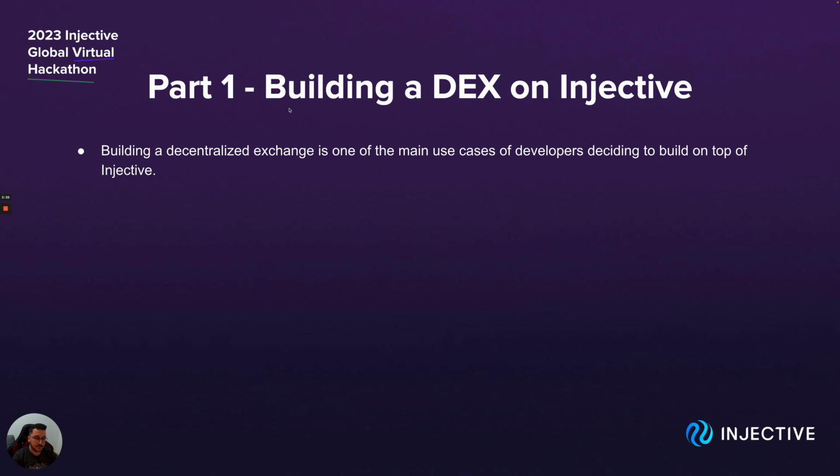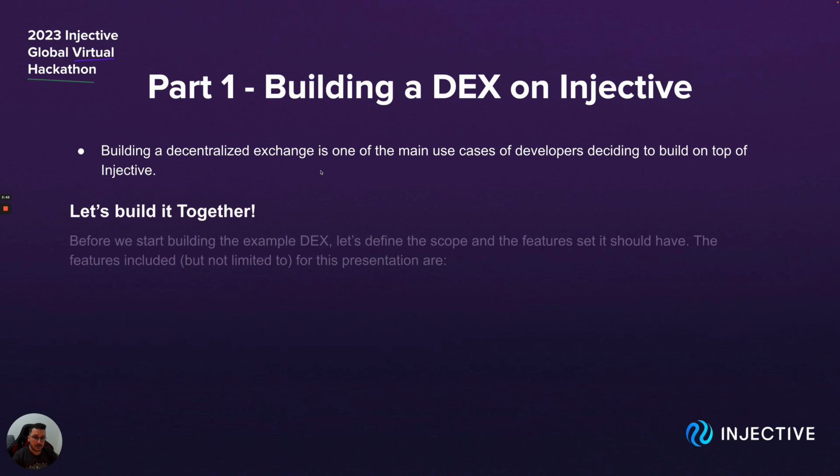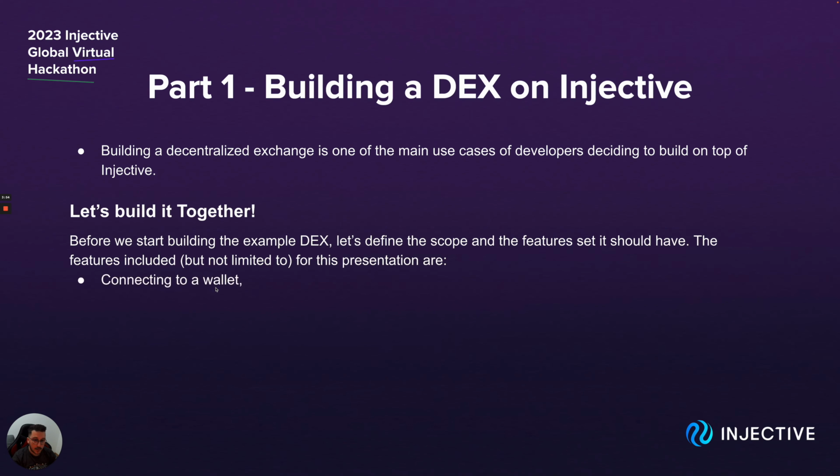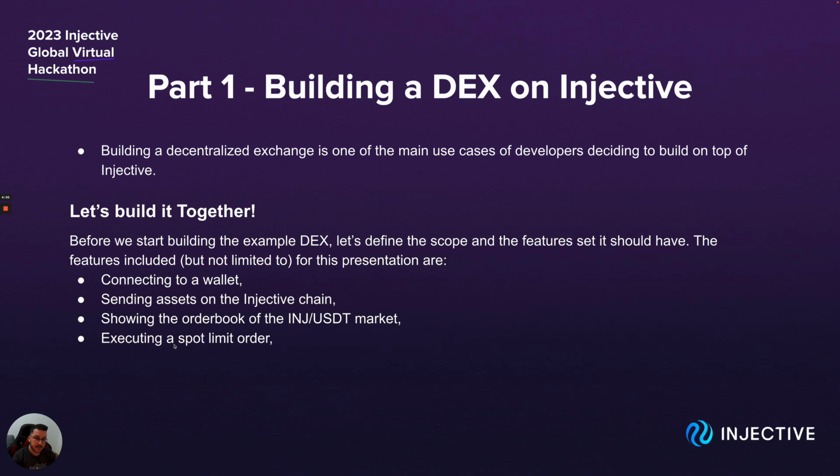First, Dexly, the decentralized exchange application on top of Injective. So let's start building it together. Before we start building it, let's define the scope and the feature set it should have. The features include, but are not limited to for this presentation, connecting to a wallet. In this case, we are going to use MetaMask, sending assets on the Injective chain itself, showing the order book of the INJ USDT market, executing a spot limit order, and then we are also going to include a bridge from Ethereum to Injective.